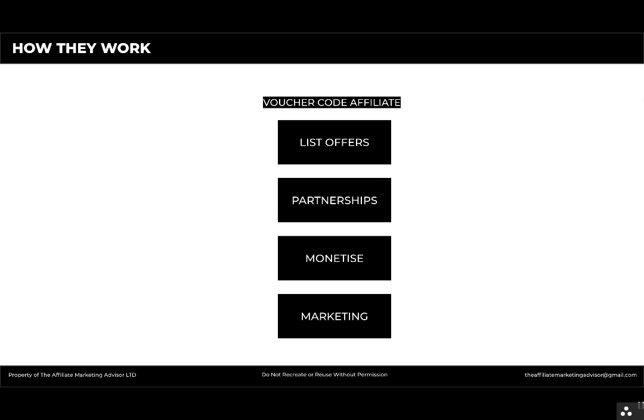Lastly, a voucher code affiliate will do their own marketing to get more traffic and consumers to visit and use their website.